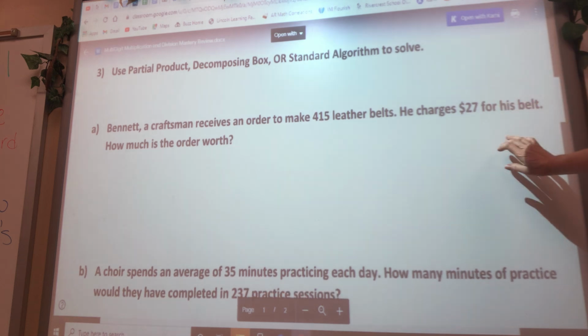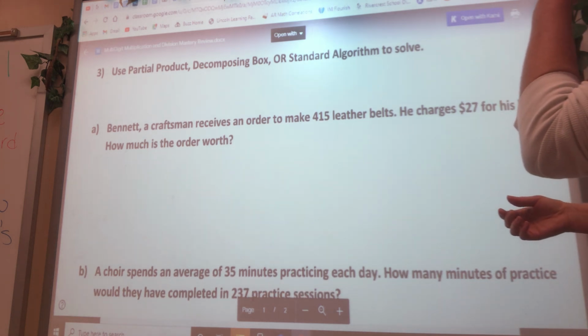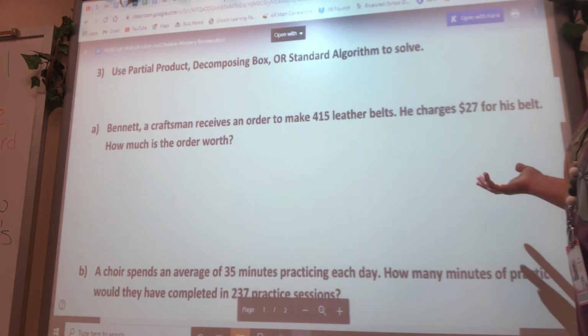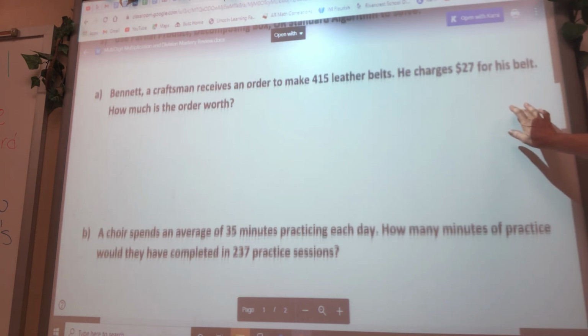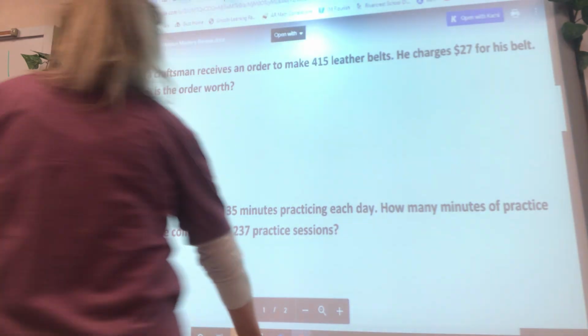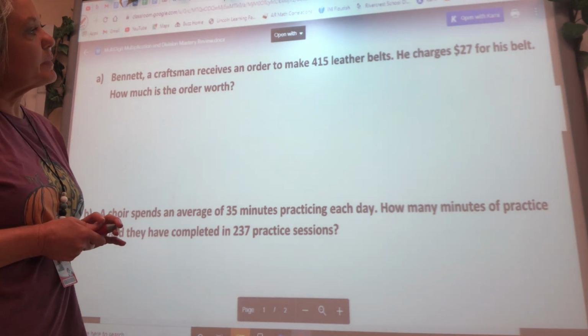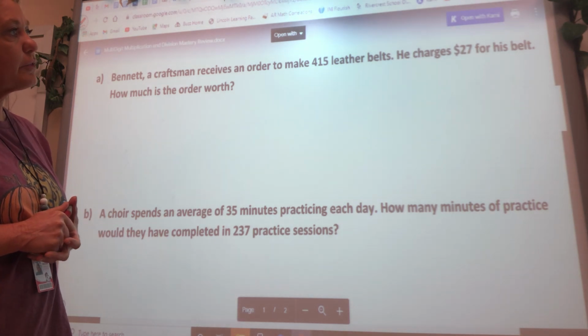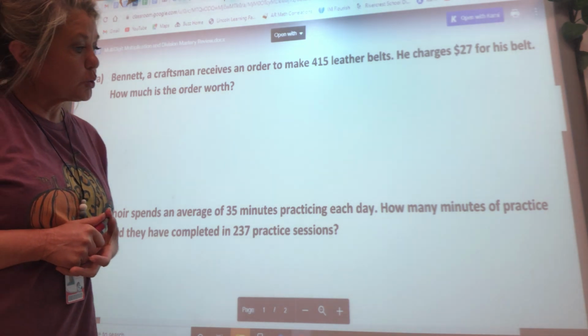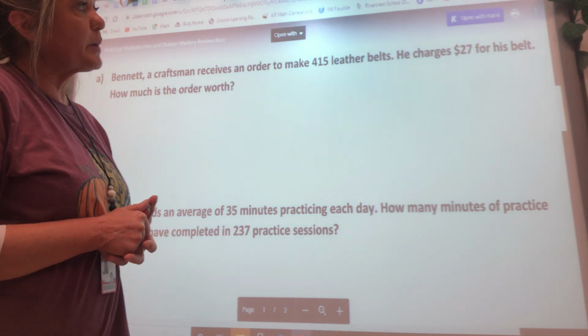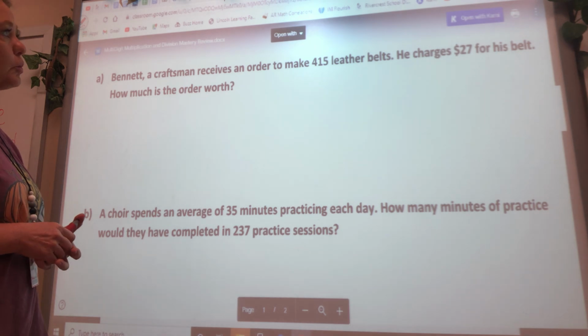Now, this one says that you can use partial product, decomposing box, or standard algorithm to solve. So we'll do this one both ways. Bennett, a craftsman, receives an order to make 415 leather belts. He charges $27 for his belts. How much is the order worth?